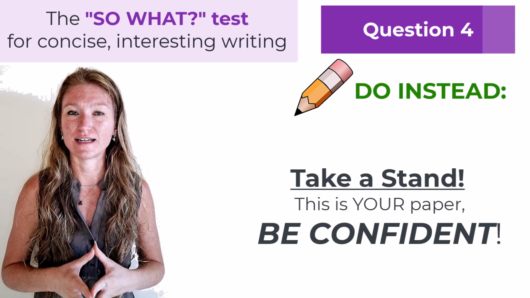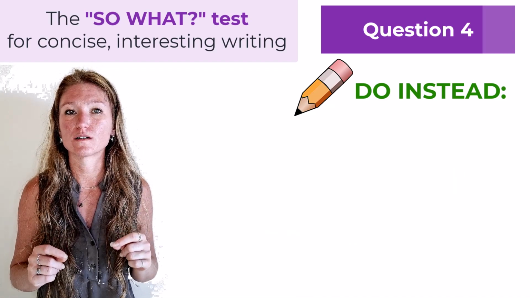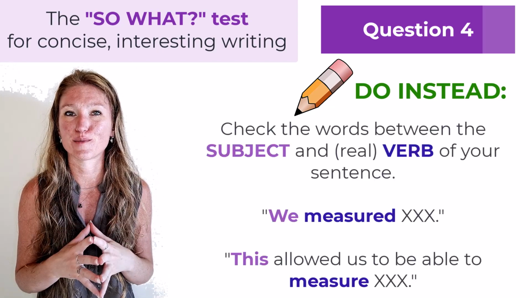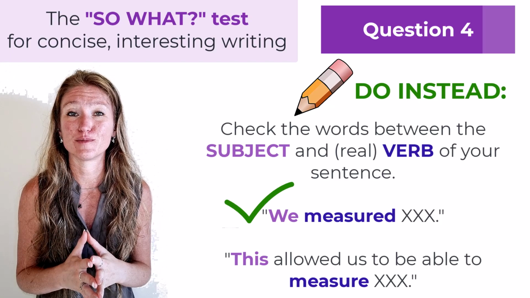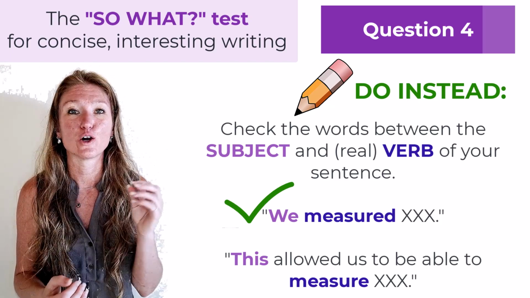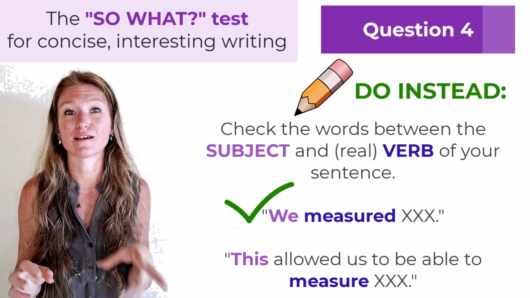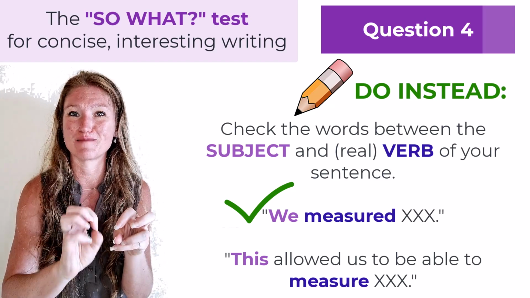For trying to find these, look at how many words are between the subject and the verb of your sentence. Most of the time, the subject and the verb should be really close together. Like, we measured this, okay? So your subject is we, your verb is measured.